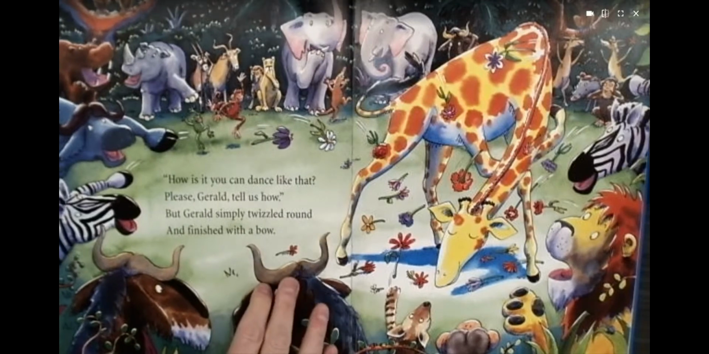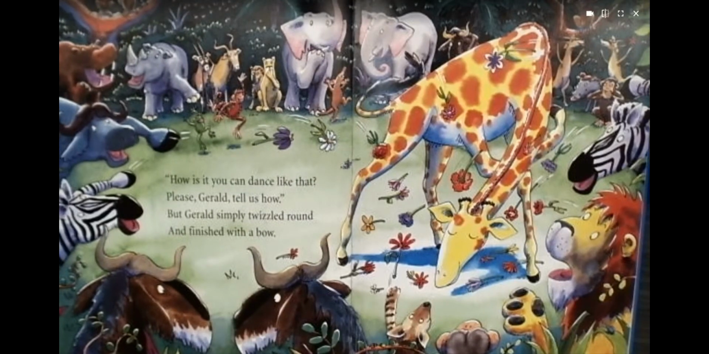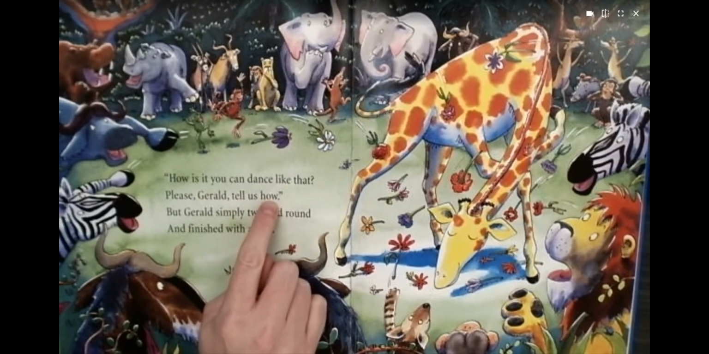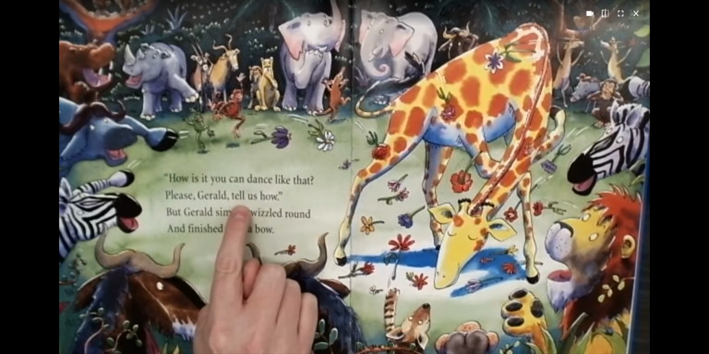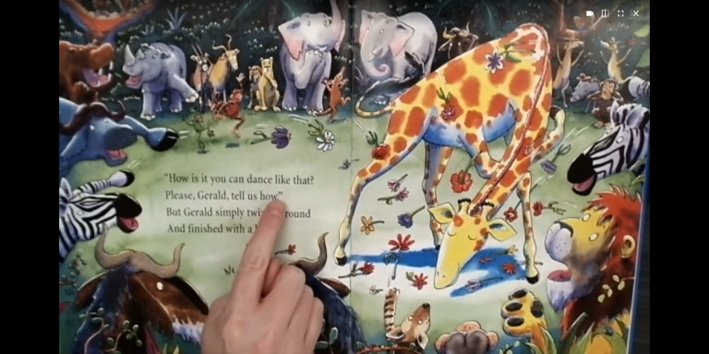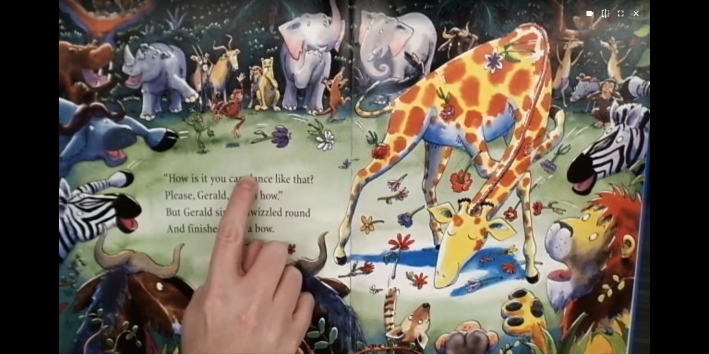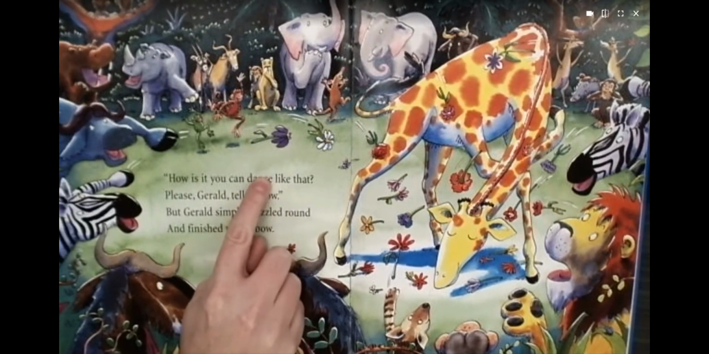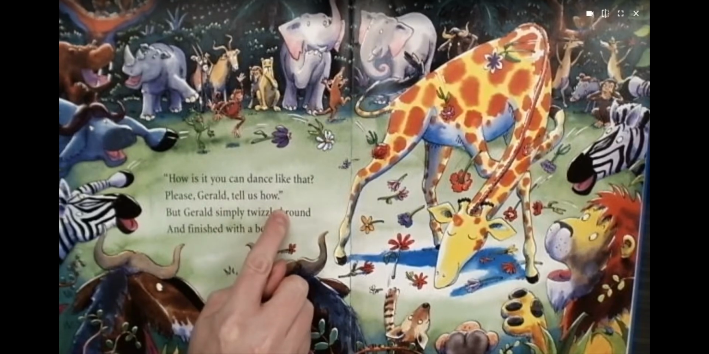"How is it you can dance like that? Please, Gerald, show us how. Tell us how." Boys and girls, do you see how I read that wrong? I said, "show us how." And what good readers do when they make a mistake, they stop, they go back, and they reread. So that's what I did. I stopped, I went back, and I reread.